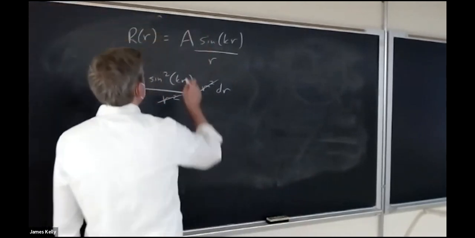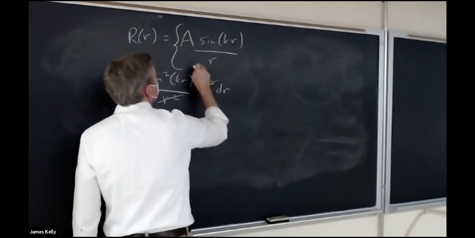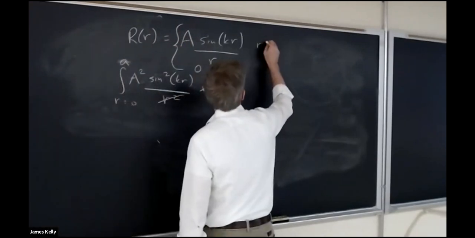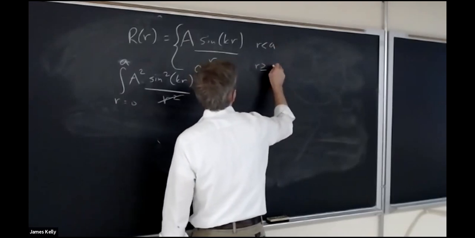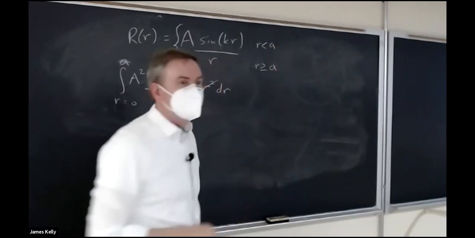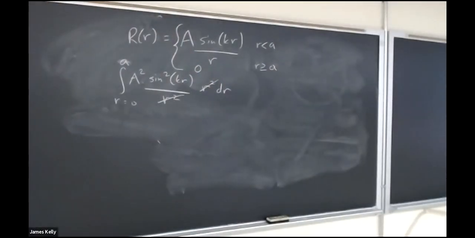So, this is a little bit wrong here, right? I should say it's this or 0. It's this for r less than a, and it's this for r greater than or equal to a. That would be my full wave function, right? So I should be integrating the square of that from 0 to infinity, but the a to infinity part just gives 0. Okay.